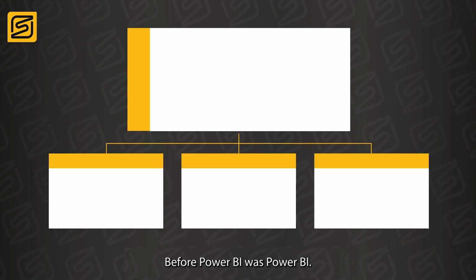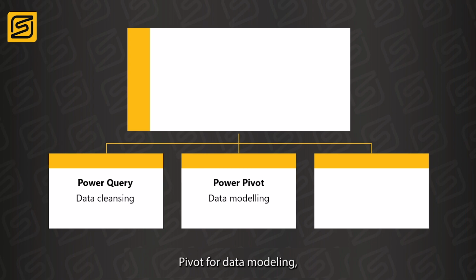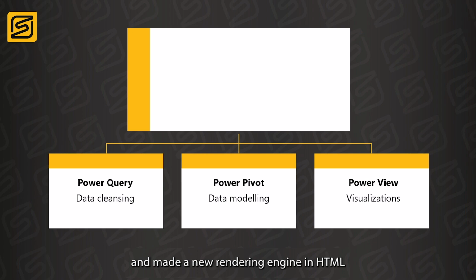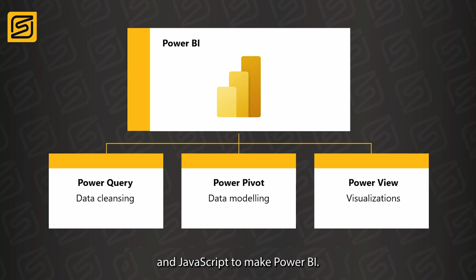Before Power BI was Power BI back in 2016, it was Excel. Specifically, it was three separate add-ons: Power Query for data cleansing, Power Pivot for data modeling, and Power View for visualizations. Then, Microsoft combined Power Pivot and Power Query and made a new rendering engine in HTML and JavaScript to make Power BI. This new tool promised to make report development accessible to everyone, again, in the same way that Excel is accessible to everyone.